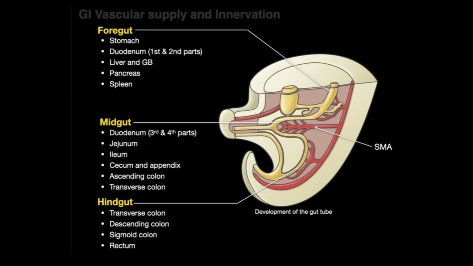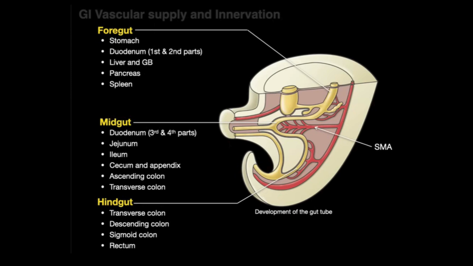Now, the gut tube is actually divided into three different parts. First, you've got the foregut, the midgut, and the hindgut itself. Now, it is important to know these three guts because if you want to learn the vascular blood supply of the digestive system, the veins, you need to know the foregut, the midgut, and the hindgut, because all of these are basically characterized by the different parts of the digestive tract.